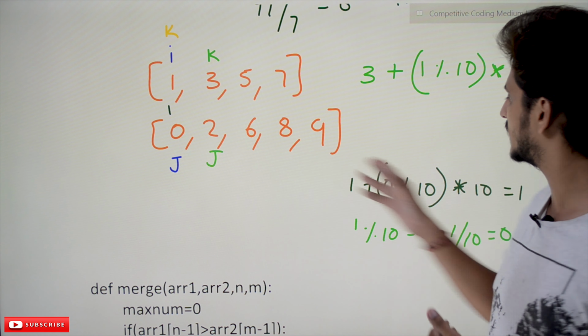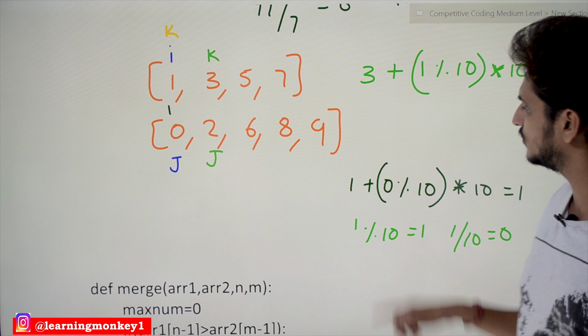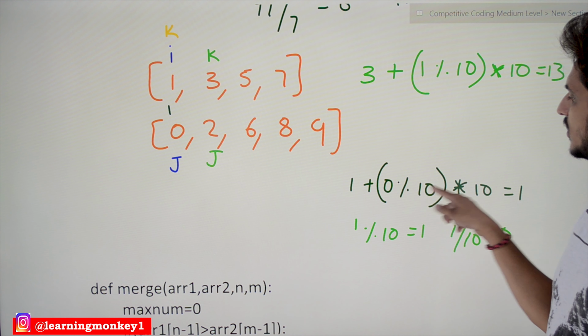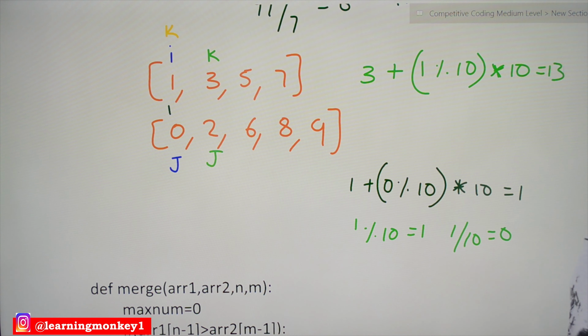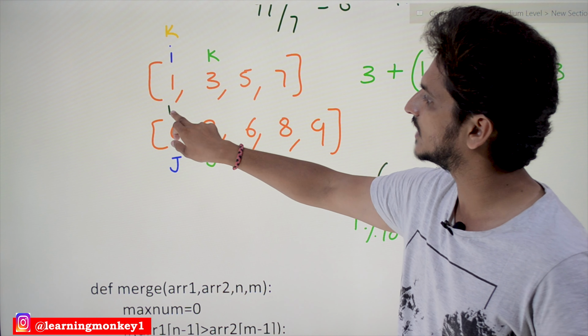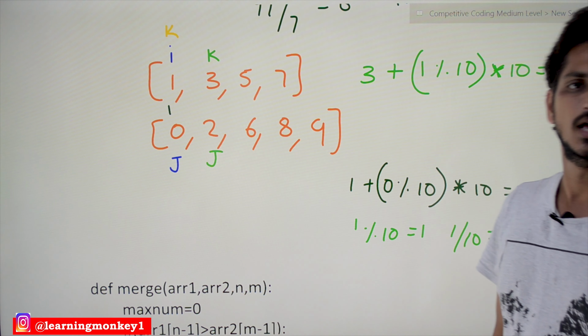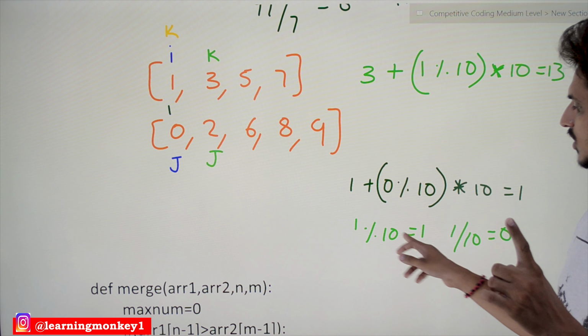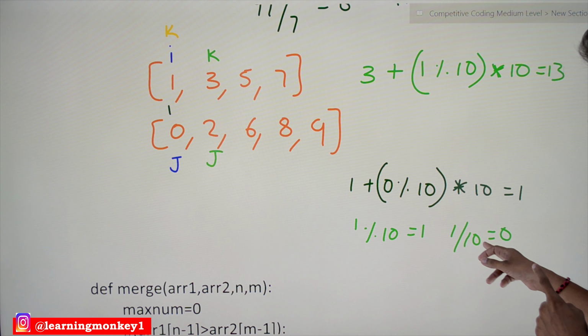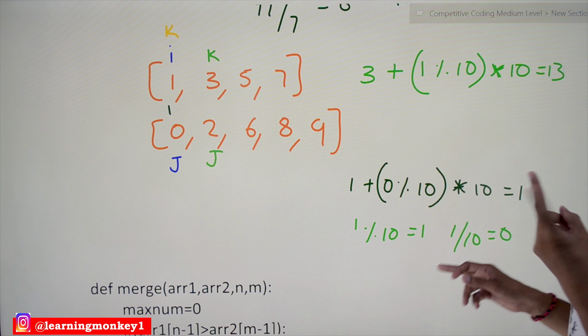In order to place 0 and 1 both in this position, what are we going to do? 1 plus 0 modulus 10 multiplied by 10, which we get is 1. Means we are going to place 1 here. That's why we have written it in green color. In 1 we have both the numbers. 1 modulus 10 we are going to get 1. 1 divided by 10 we are going to get 0. Both the numbers are there.